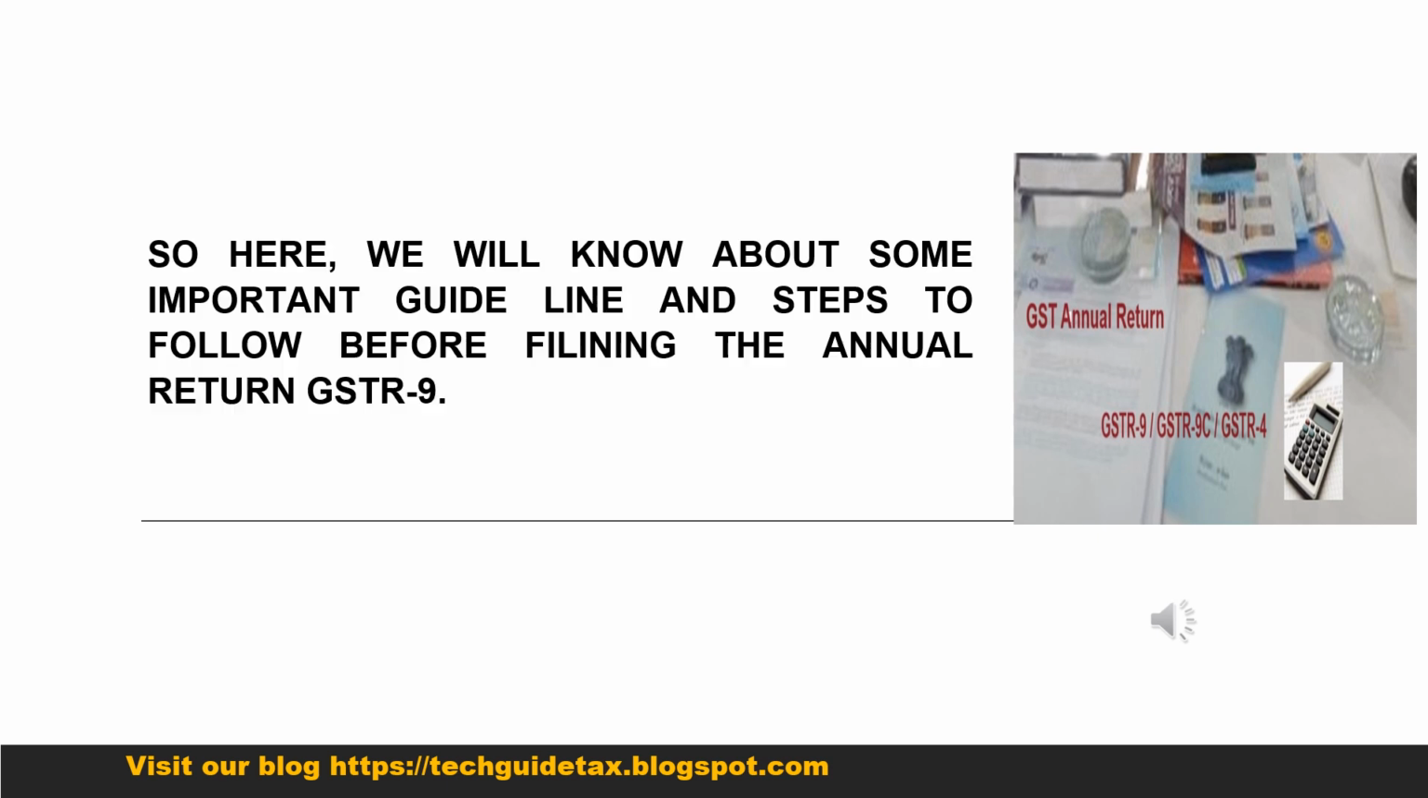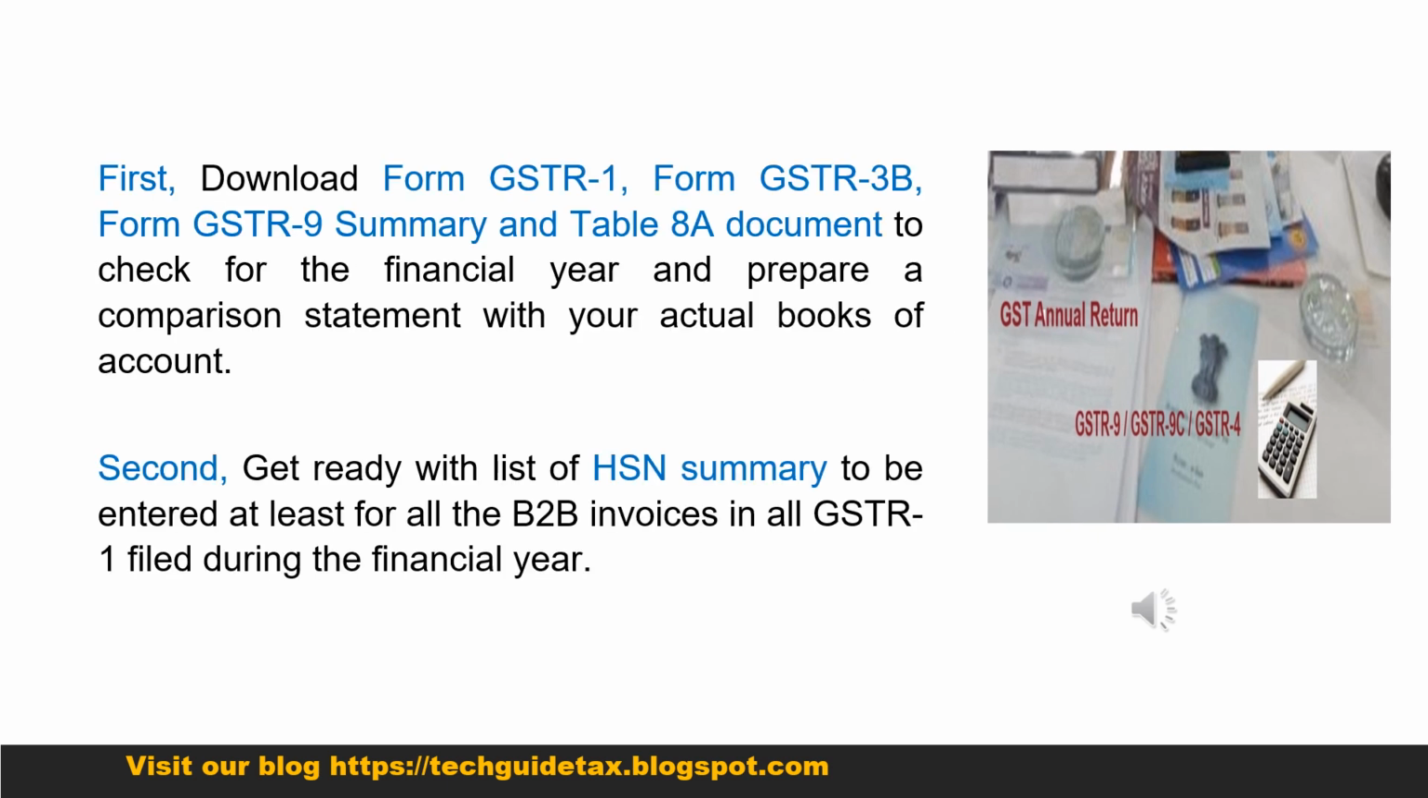So here, we will know about some important guidelines and steps to follow before filing the annual return GSTR9. First, download Form GSTR1, Form GSTR3B, Form GSTR9 Summary and Table 8A document for the financial year and prepare a comparison statement with your actual books of account. Second, get ready with the list of HSN summary to be entered at least for all the B2B invoices in all GSTR1 filed during the financial year.